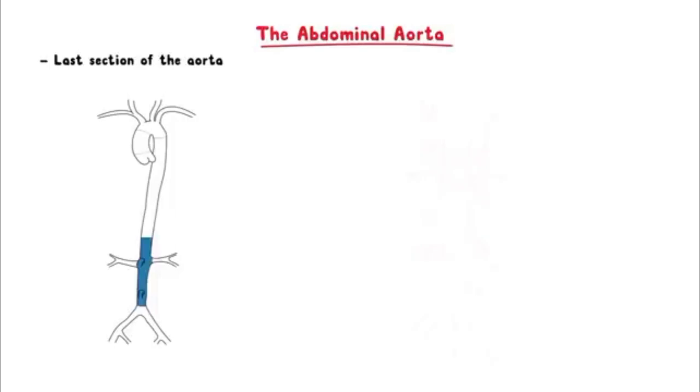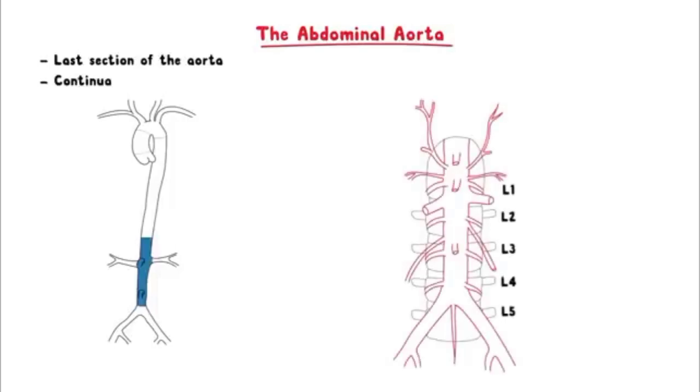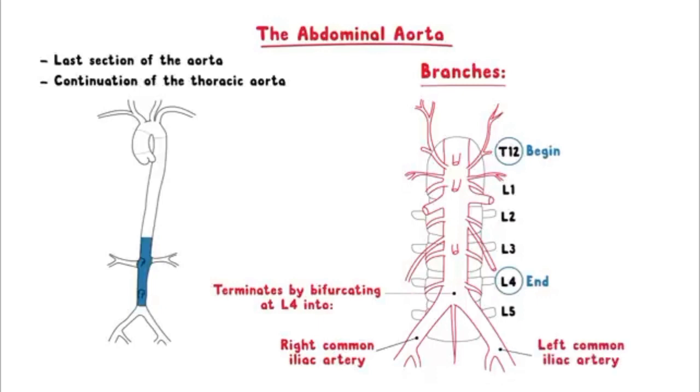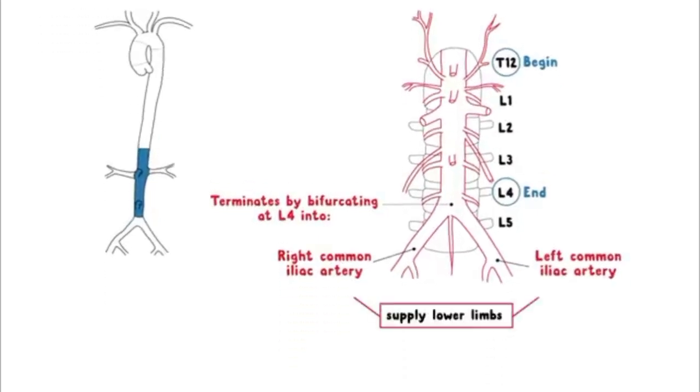The abdominal aorta is the last part of the aorta and is the continuation of the thoracic aorta. It begins at the level of the T12 vertebrae and terminates at the level of L4 vertebrae. At the L4 vertebrae, the aorta terminates by bifurcating into the right and left common iliac arteries that supply the lower limbs.